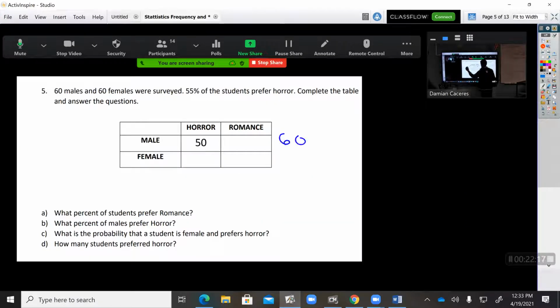All right, so let's put the totals here. 60 males, 60 females. Then 55% of students prefer horror. That means whatever we get when we do 55% of the students goes on the total for horror. So 55% of 120 is 66. Now we can fill out all the empty spaces. So 50 plus what is 66? 16. 50 plus 10 is 60. And 16 plus what is 60? 44. Yeah.